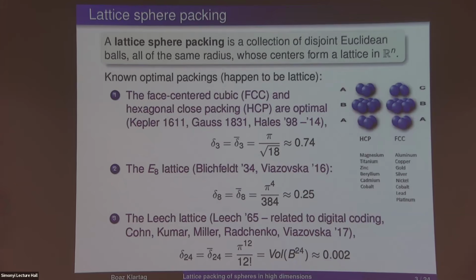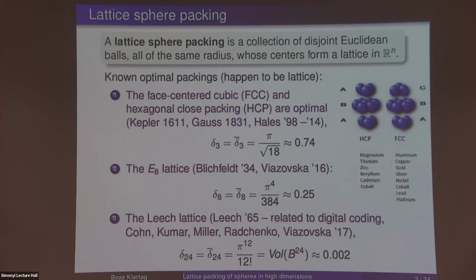So dimension 3, let me say a few words about dimension 3. In dimension 3, there are two different lattices that attain the optimum. The optimum is this number, roughly 74%. These lattices are called FCC and HCP. It goes back to the work of Kepler and Gauss and was pursued rigorously by Hales at the end of the 20th century. It was a computer-assisted proof that was later verified.